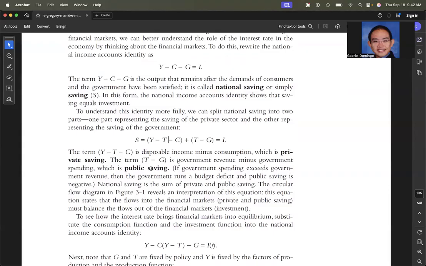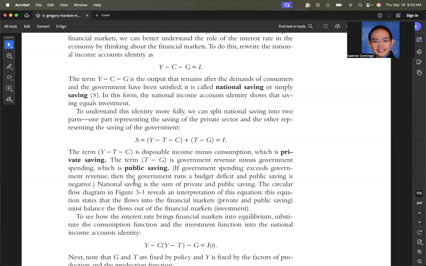If you notice, the Ts will cancel out, but you're adding here and then subtracting there. The reason is that your savings can be divided into two kinds of savings. Here is your private savings, Y minus T minus C. Your total income, you subtract your consumption and you subtract your taxes net of transfers. What is remaining after that is your savings, or the amount of output that is not consumed. That's going to be called private savings.